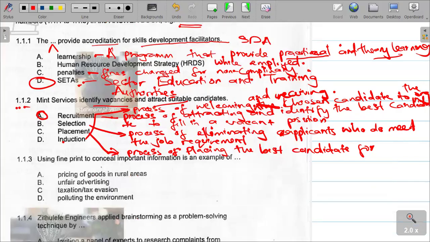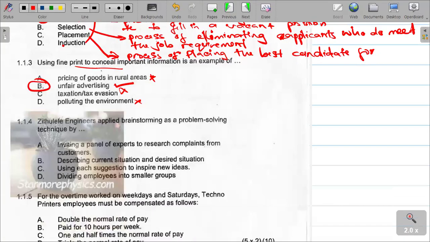Let's go to question 1.1.3: using fine print to conceal important information is an example of. It cannot be an example of pricing, no. It's not an example of taxation, no. It's not an example of polluting the environment. The right answer is unfair advertising. When we are concealing, meaning trying to hide important information, you manipulate the customers so that they can buy the product.